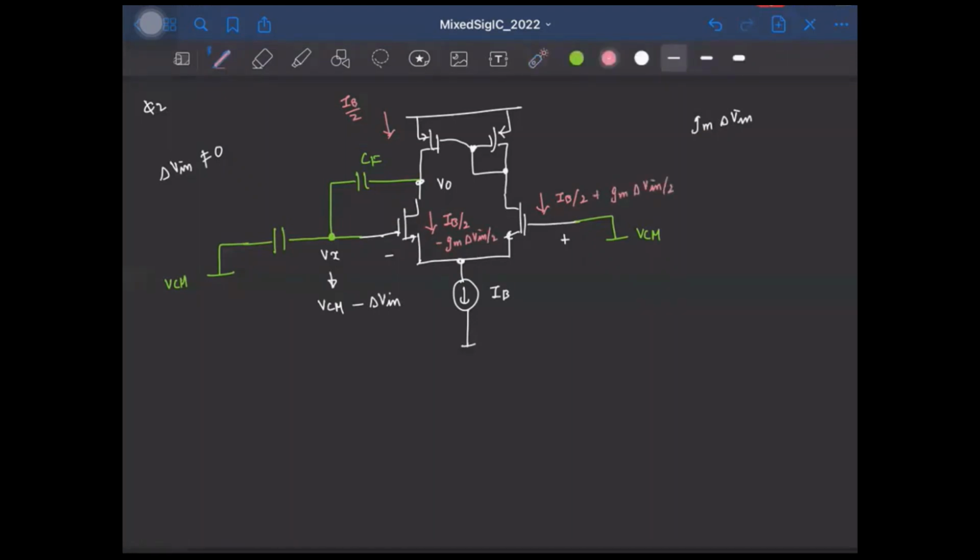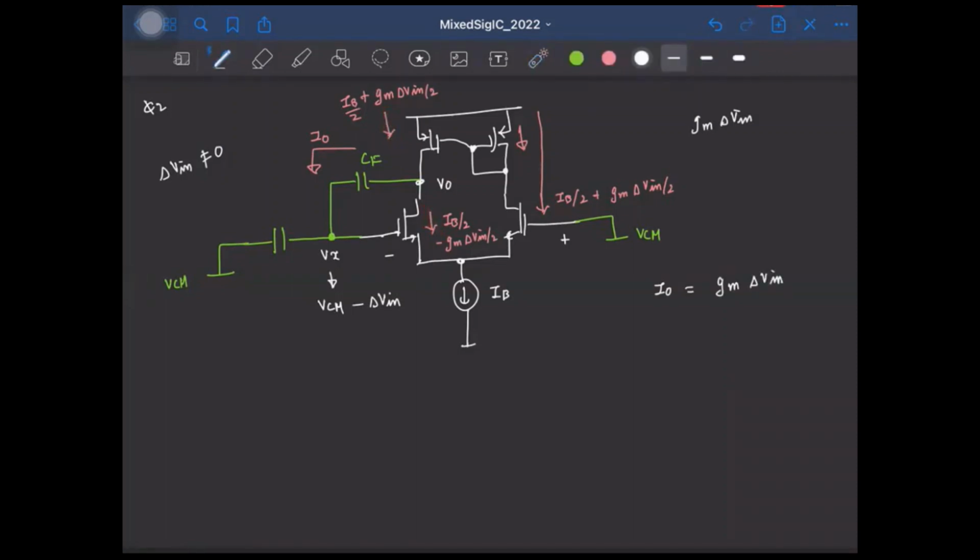Again, the same current flows in this PMOS also, right? So that will get mirrored. So the current here will be plus Gm delta V in by 2 on top of the existing IB by 2. So the total current that is flowing into the capacitor, if I call it I0, what will that be? I0 is Gm times delta V. Okay, that will be the difference between these two currents.